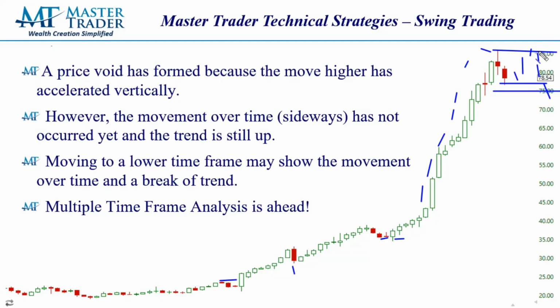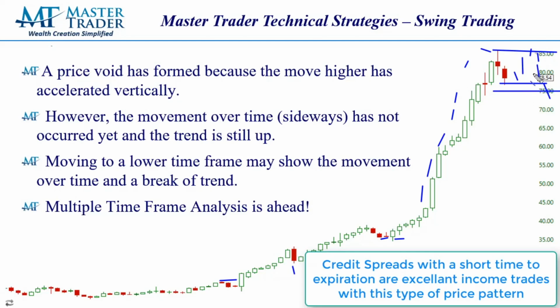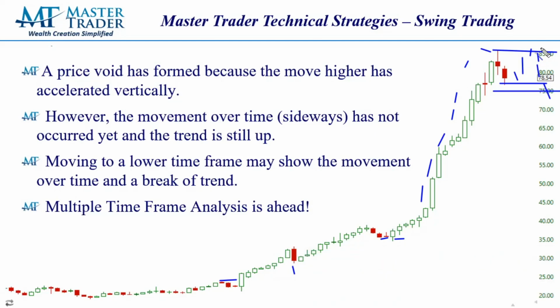spreads, where you've got a double top and an extended stock, and we look for these with relatively short time to expiration. And so this hasn't violated the trend, but we perceive it to be extended. We see a retest pattern, and credit spreads are a high probability income strategy in a situation like that.